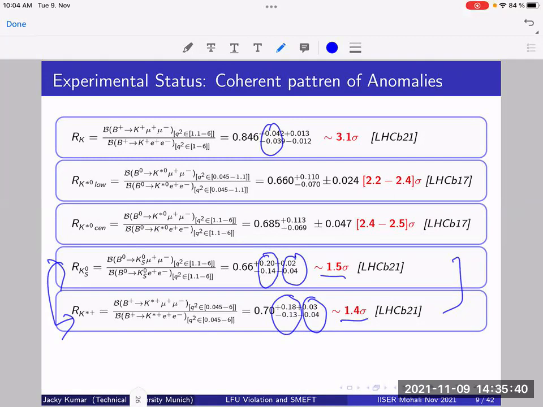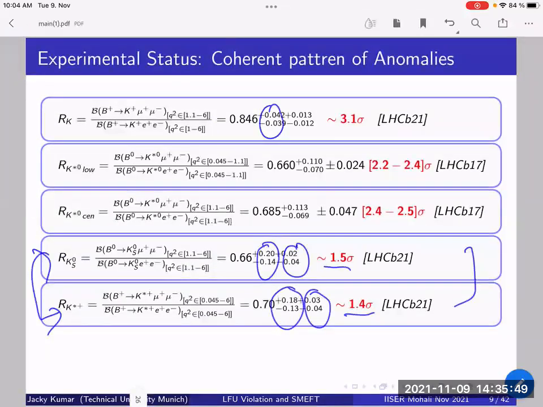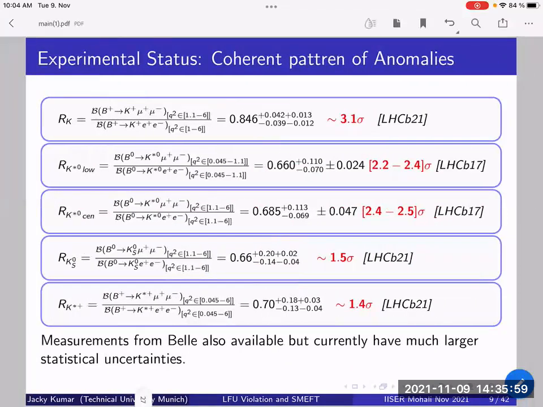So in future, I think they are of course going to improve it. Then when the statistical error goes down, we'll have a better picture of these things. Also, we are expecting an update of RK* from LHCb in a year or so. What I showed was only from LHCb. There are other measurements from Belle, for example, and others.